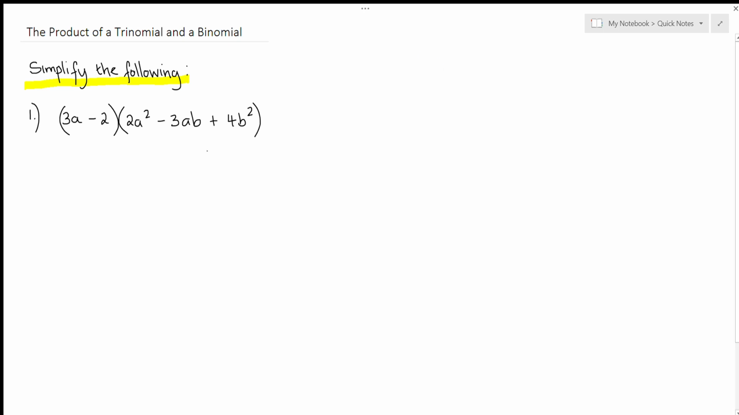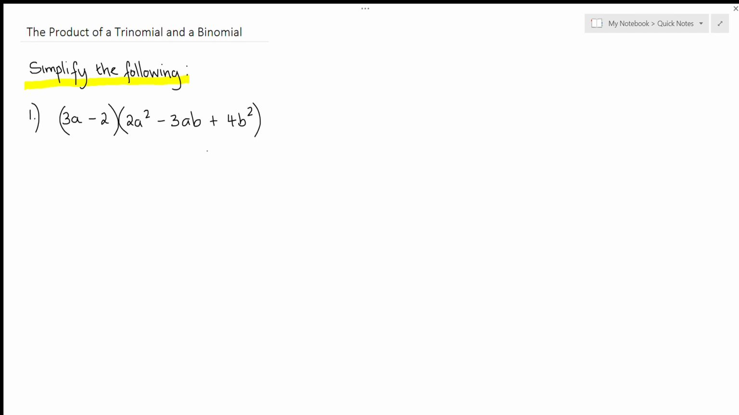In this video we are going to go through the product of a trinomial and a binomial. So here we have a sum: 3a minus 2 multiplied by 2a squared minus 3ab plus 4b squared. What we do is we take each term in the binomial and multiply it by each term in the trinomial. So there are two ways you could do it.